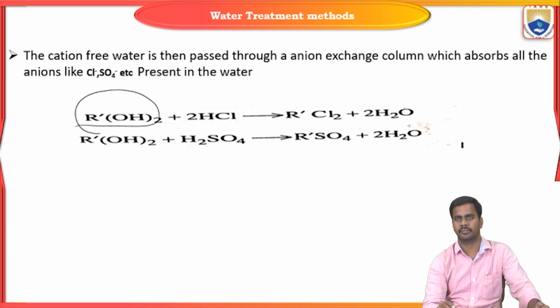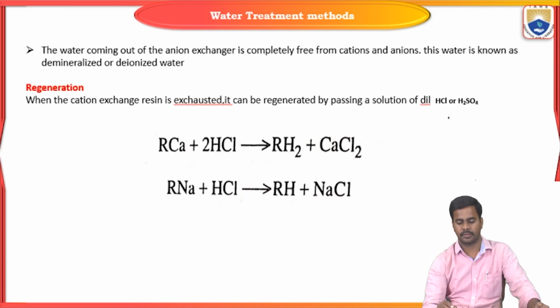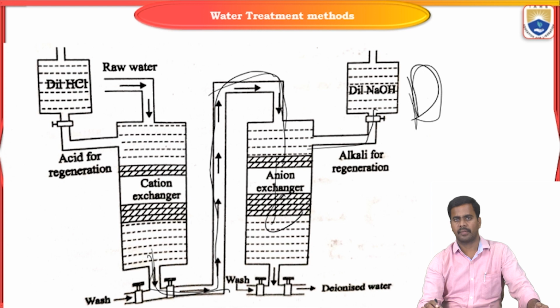When passing water through the anionic exchange reagent, whatever anions are present in the water will be replaced. We know which types of anions are present in the water: Cl minus, SO4, etc. So look here, HCl. The resin can replace HCl with OH minus. Look here. This process is carried out for some time.